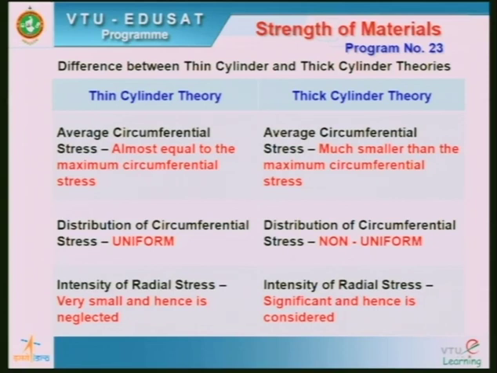But in thick cylinder theory, if you calculate the average circumferential stress over the wall thickness of the cylinder and compare it with the maximum value of the circumferential stress, you will find that the average stress is much smaller than the maximum stress. Hence, you cannot assume the circumferential stress to be uniform. You have to consider the variation of the circumferential stress in this case.